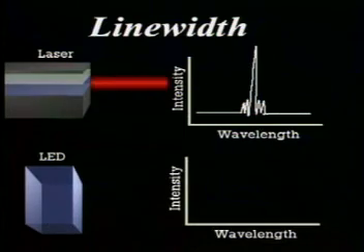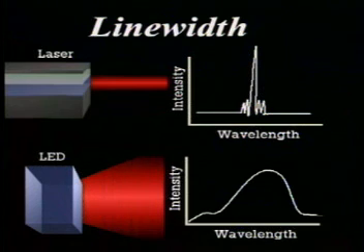Lasers produce light of a single wavelength, or a very small range of wavelengths, compared to an LED source. Referred to as line width, the range of wavelengths produced by a light source is a measure of its spectral purity and suitability for single-mode fiber systems.